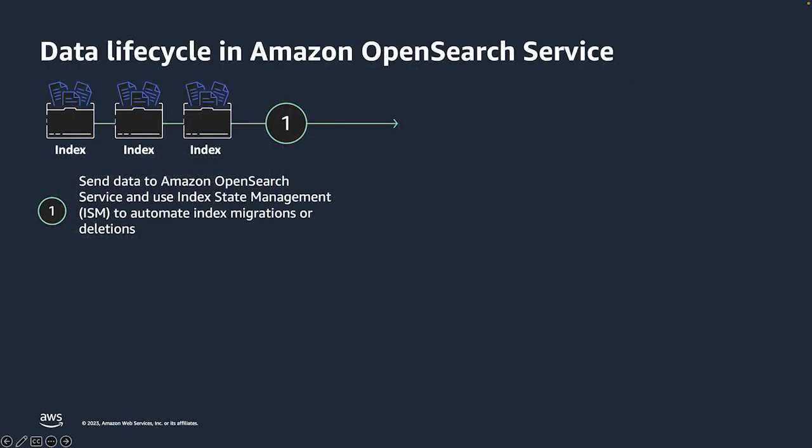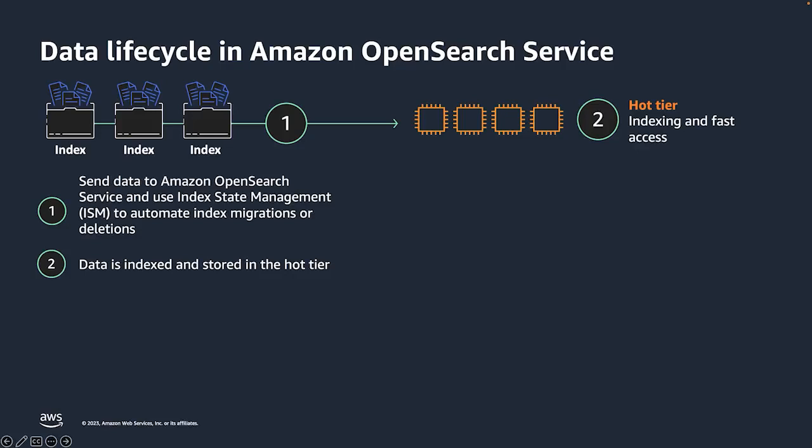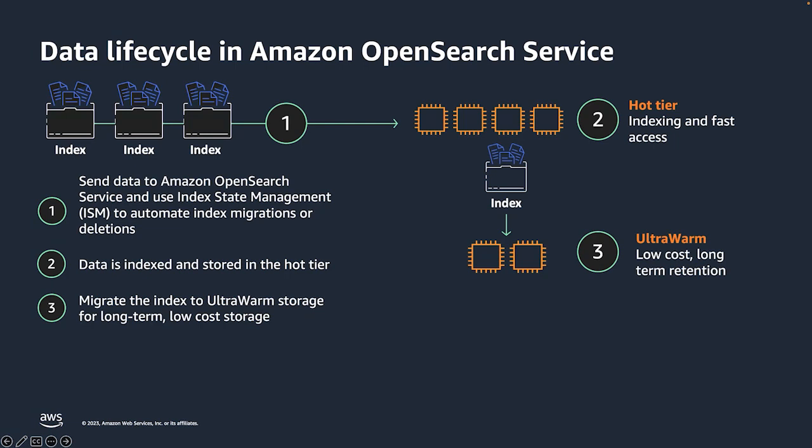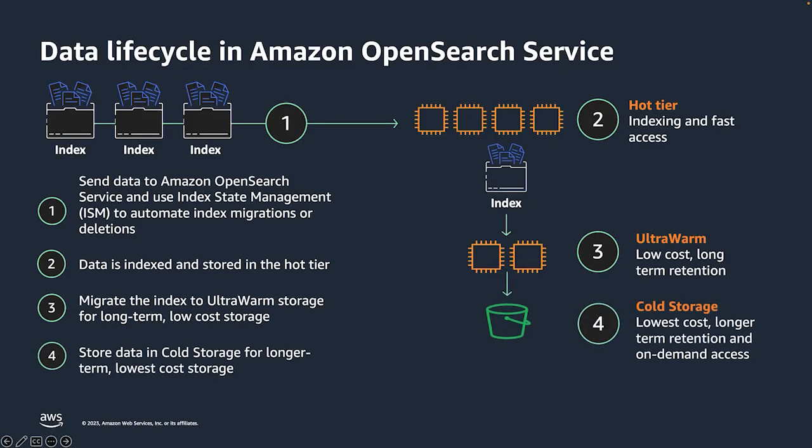Index State Management, or ISM, helps you to manage the lifecycle of the indices and allows you to define policies that automate the migration or deletion of indices based on criteria such as minimum age, size, or count. When the data is sent to the Amazon OpenSearch cluster, it is first indexed into the default hot tier. Then, based on age, size, or document count, or simply by a cron schedule, you can migrate it to UltraWarm instances. After the infrequent access time or other conditions, you can migrate it to the even cheaper cold tier. After the retention period, you can delete the index.